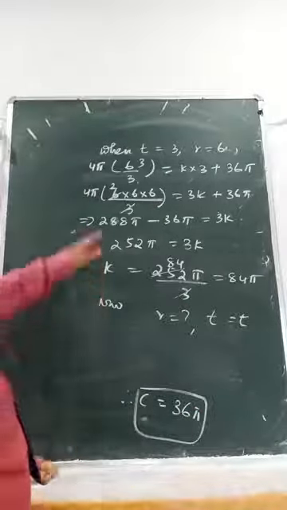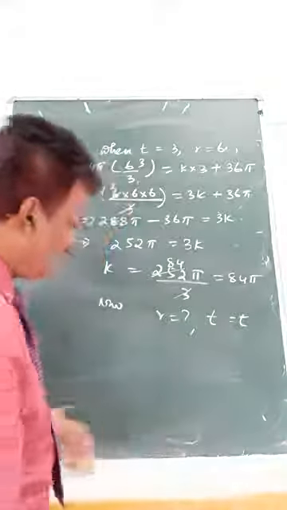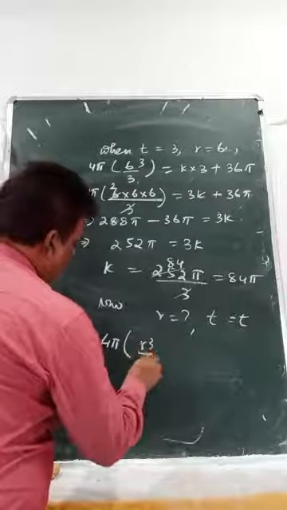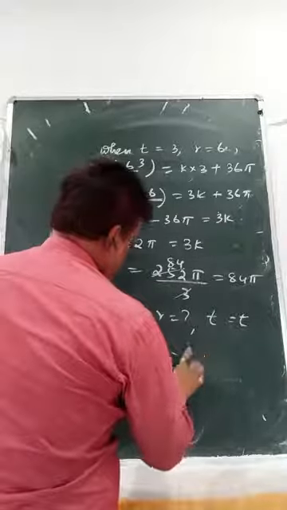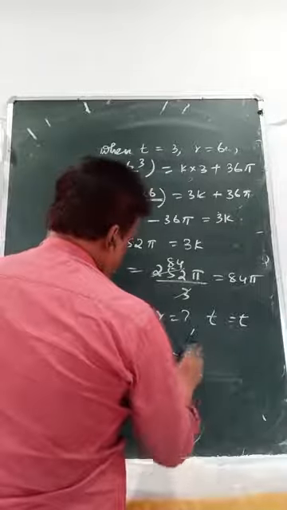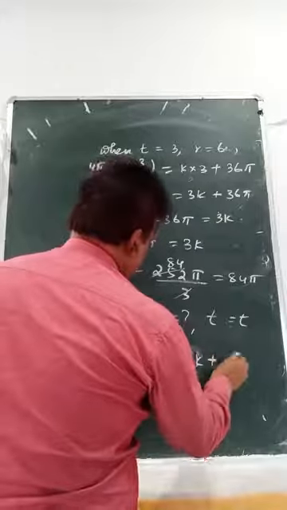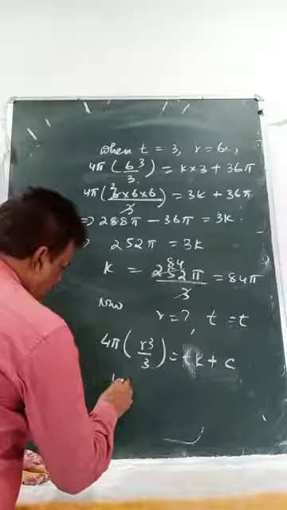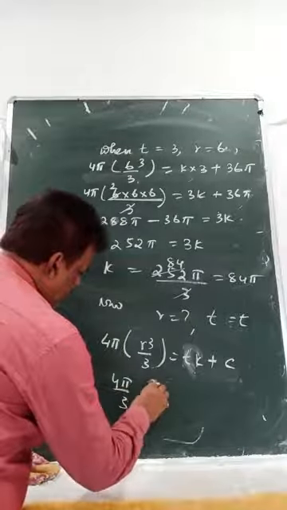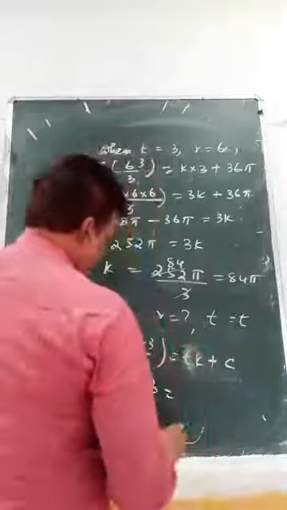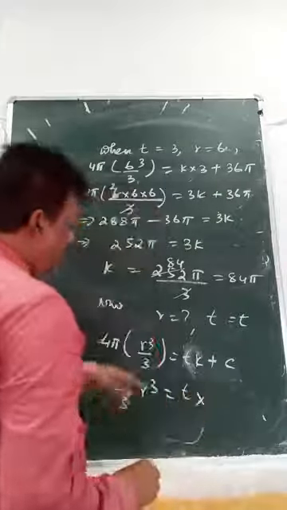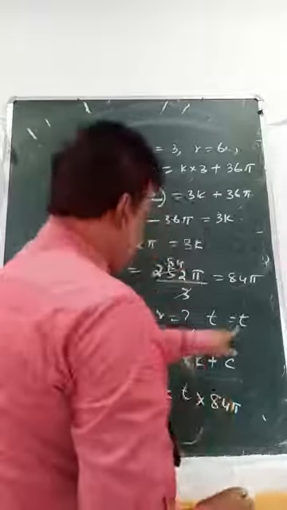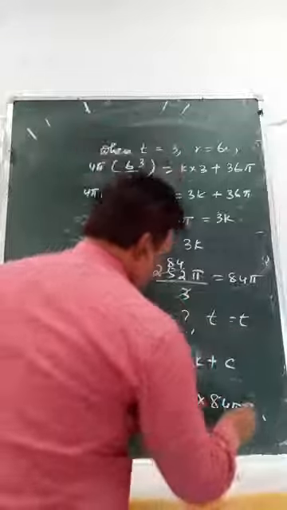So what are you going to put? You are going to put in your main equation. So what is your main equation? 4 pi r cube by 3 equals tk plus c. This is your main equation. You are going to put 4 pi by 3 r cube, time is t, times k. K is how much? 84 pi. C is how much? 36 pi.